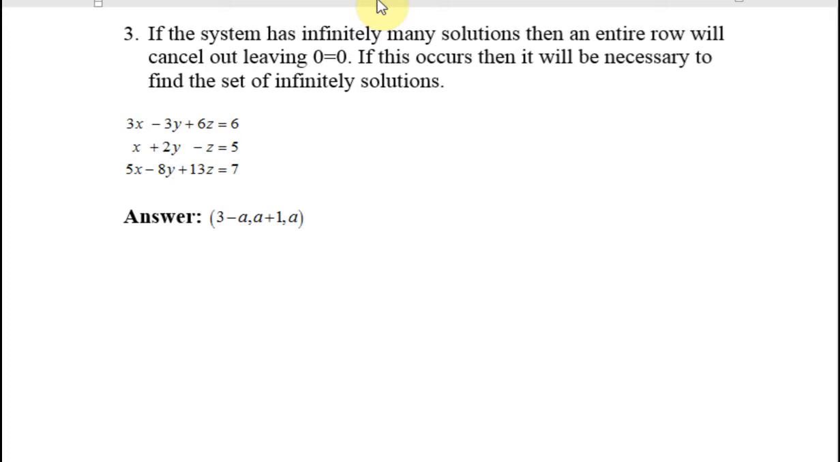The other way to get infinitely many solutions is when the number of unknowns outweighs the number of equations. And I have that as a theorem here in this section. If you do have the infinite solution set, you must solve for that infinite solution set. So let's convert this to a matrix.